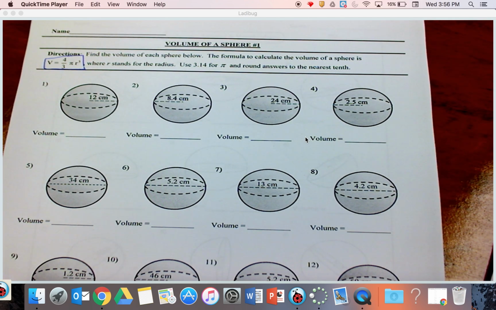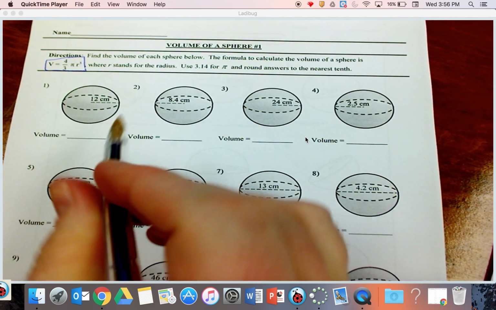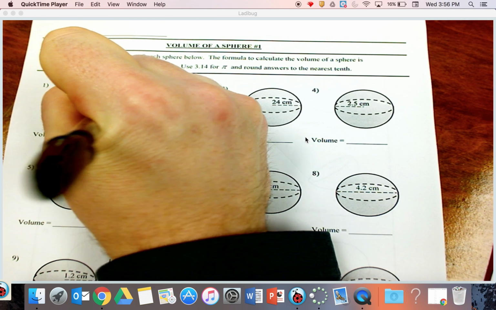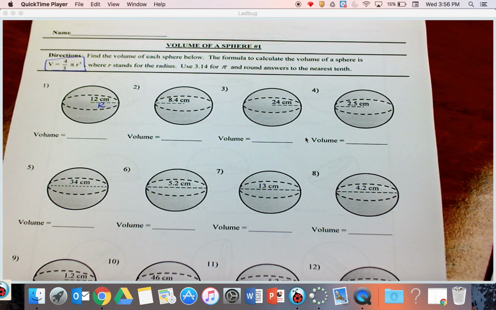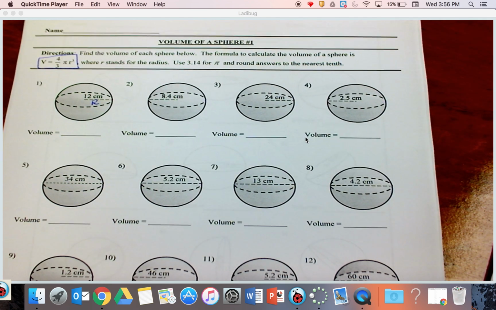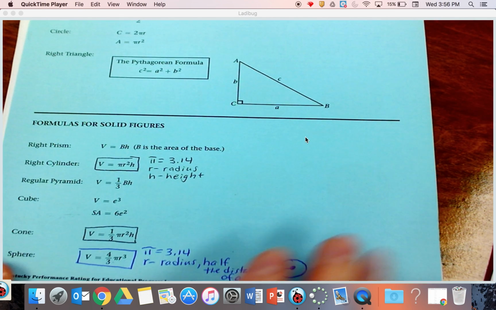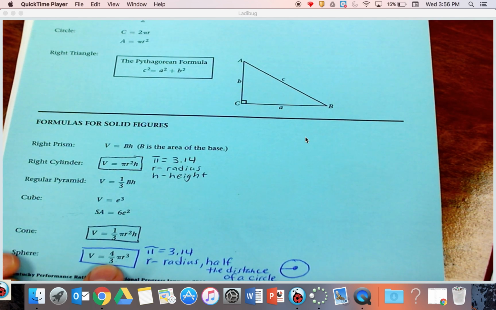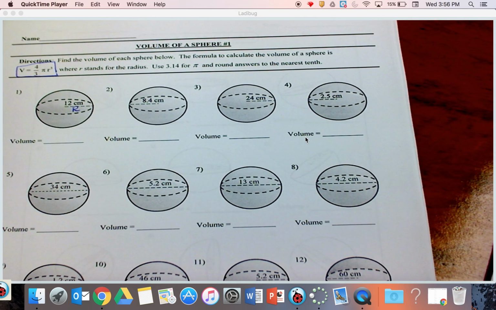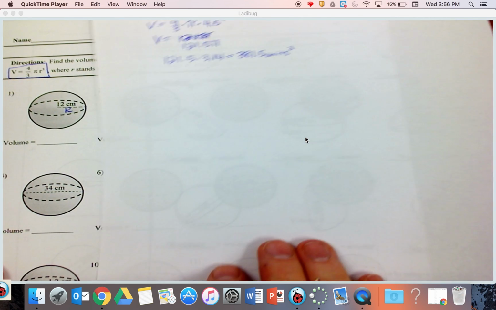So if I look through here, number one is a radius. It goes halfway across, so I don't need half that. I can use 12, so I can plug that into my formula. If I don't remember the formula, it's up there, or I can pull out my blue sheet, and it's always located right there as well. So let's work that one out.